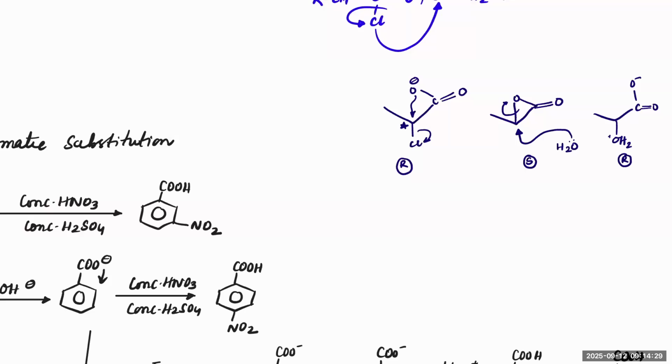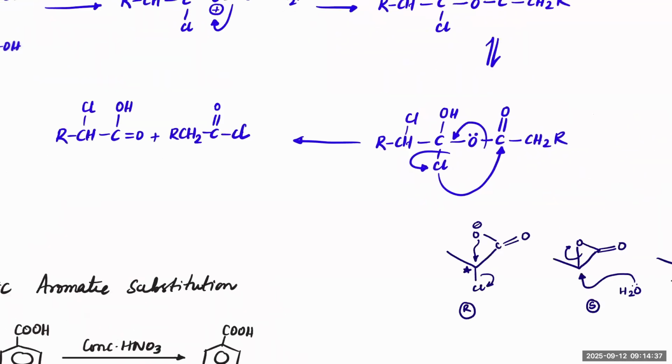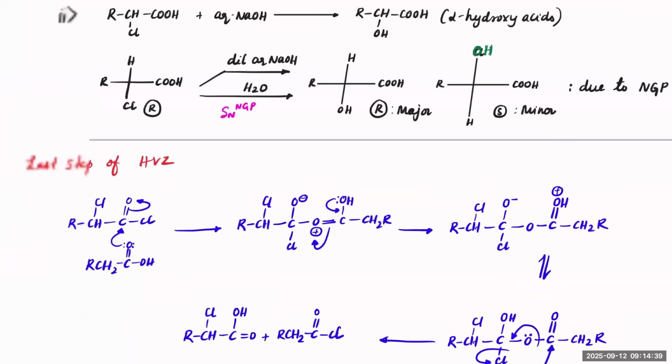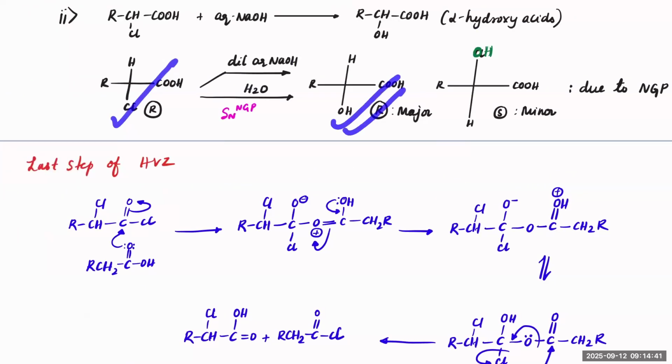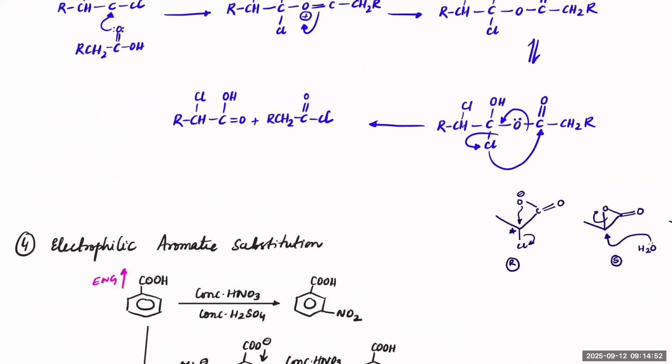This type of internal adjustment to retain the configuration is called SNNGP. So that's what you would notice. SNNGP is happening in this case. That leads to the major product becoming R only. So if chlorine is here, at the same position, you have to put OH. HVZ is clear, beta.